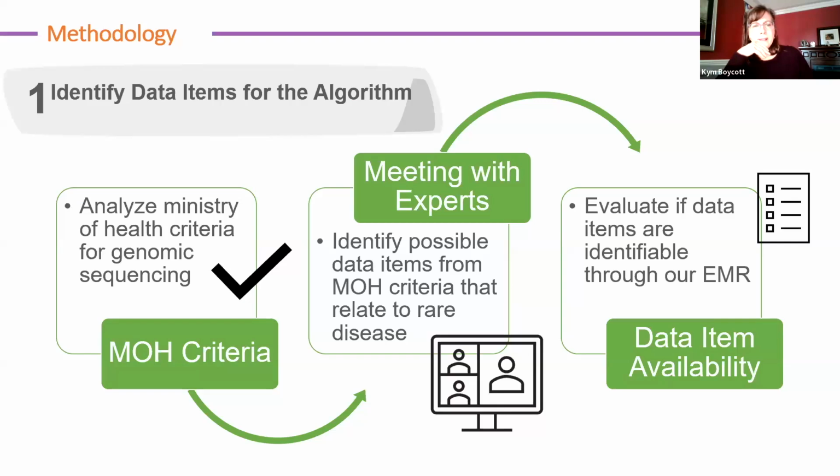And so the methodology, as I was saying, really started with analyzing the criteria from our Ministry of Health, which is our funder for the province of Ontario, and we have a population in the province of Ontario of about 16 million people. We were taking that clinical criteria. They were saying this is what patients need to meet to be eligible for genomic sequencing. And that's really reflecting the complexity of those patients. And so we were taking that complex set of criteria and trying to tease it down into something that we could use to develop this algorithm, based on what data items we might have available that were easy to extract and were part of the data warehouse.